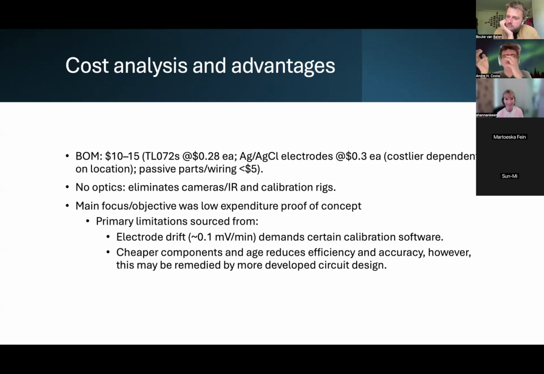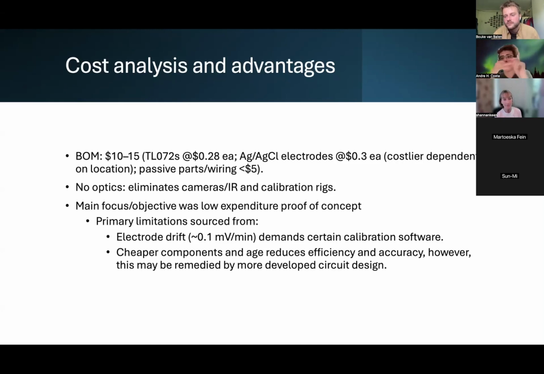So the main issue is that we avoided using cameras because the software was too complex and we had a very small window of time to optimize this. Our sources of error, as I mentioned prior, was because of the cost of the device itself.